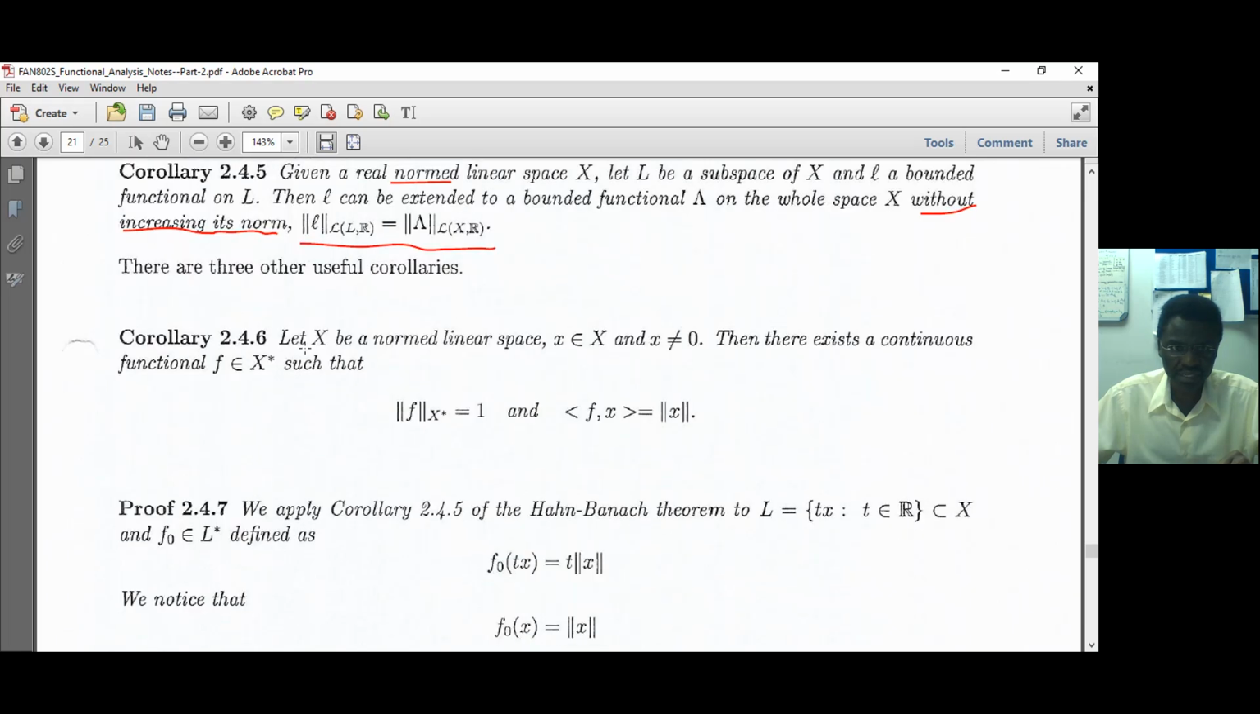And the next corollary: X is a normed linear space, also meaning that there's a norm there again. And x is a non-zero vector. Then there exists a continuous functional f in the dual of X such that the operator norm of f is 1 and f of x is the norm of x. Remember what this means, right? Because f is in the dual of X, instead of writing f of x, we write the duality bracket.